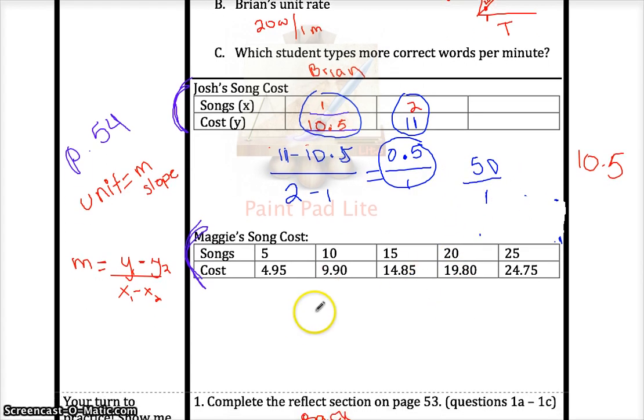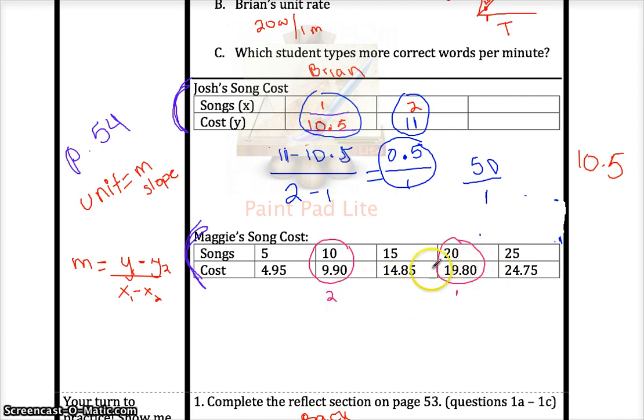Maggie has a little bit of different numbers, but we're going to do the same exact formula to find the slope. And so let's go ahead and choose some coordinates. I am going to actually choose this one and this one. You can choose any coordinates and you would have the same answer. I'm going to make this my first coordinate and this my second one. Again, you can do either way and you'll still get the same answer.